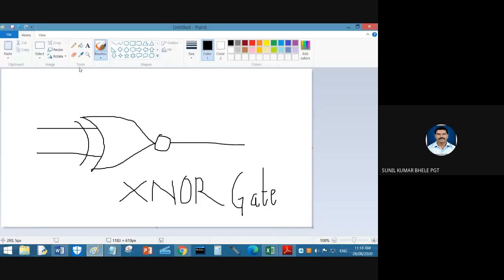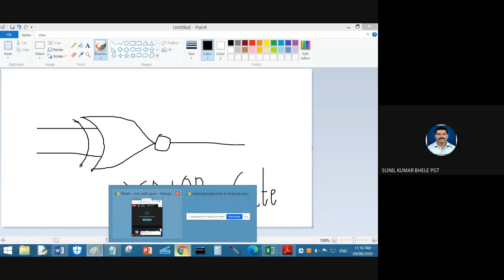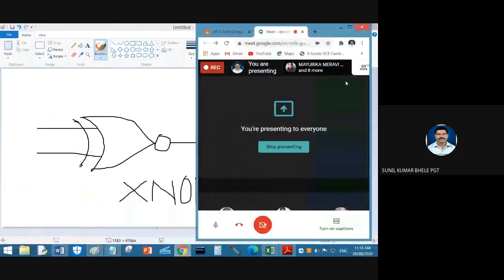So I recommend that during the class, you should note down what I ask you to note down. What I ask you to draw, you should draw during the online classroom, so that you don't have to waste your time later. Have you drawn this gate in your notebook? Because in between the class, I can ask you to show your notebook in front of the camera, then you have to show your notebook.